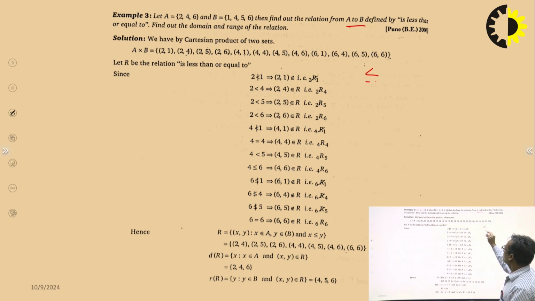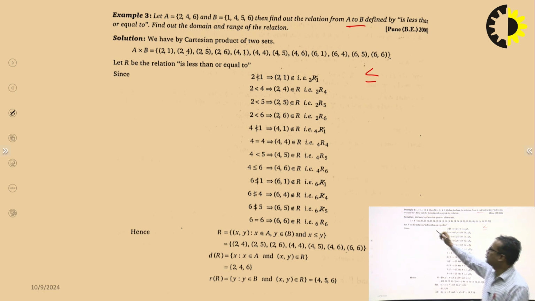To find out the less than or equal to relation, you have to create R. First of all, we have created the Cartesian product A cross B. Now we will check one by one which ordered pairs satisfy the given relation, less than or equal to.